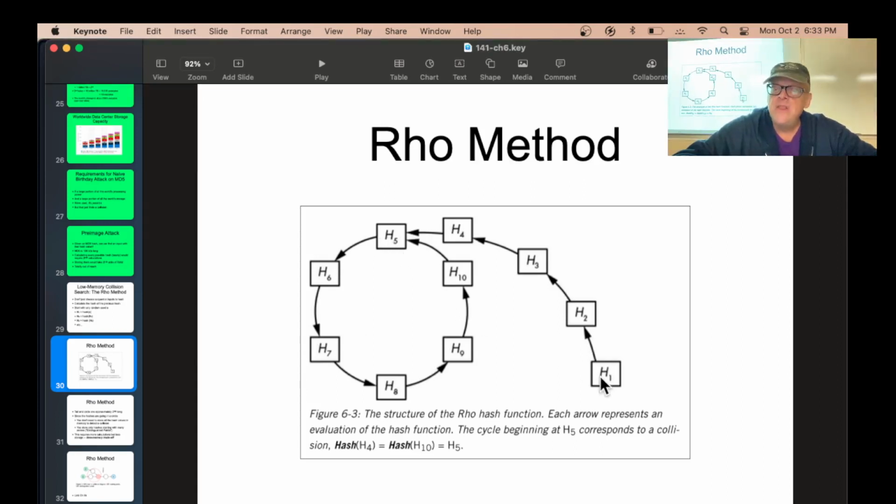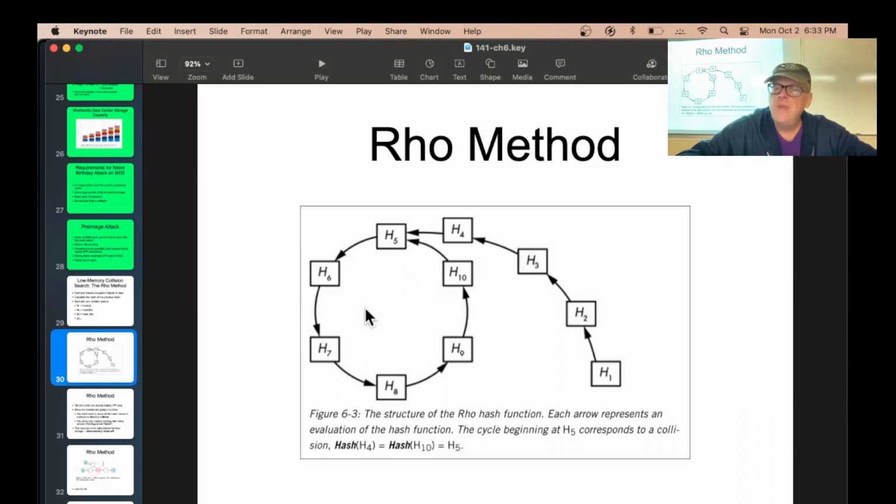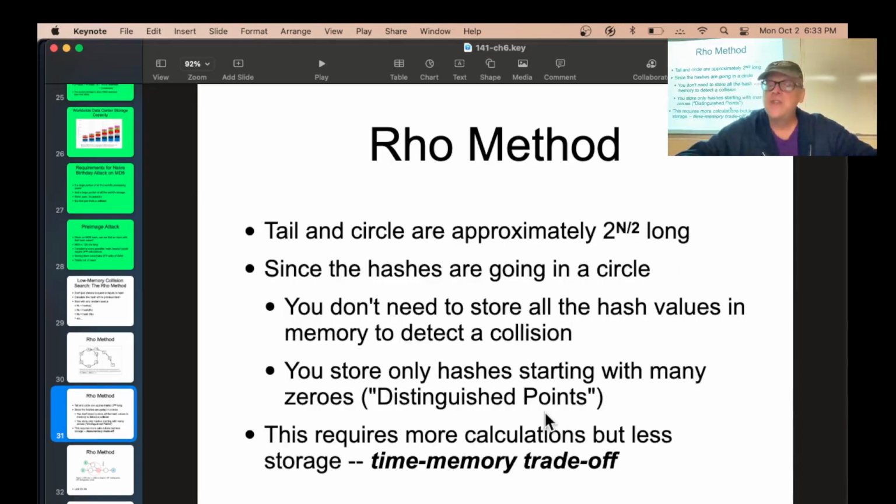And typically, the length of this tail is the square root of the number of possible hashes, and the circumference around this circle is of the order of the square root of the total number of possible hashes. So this is what's going to happen. And therefore, you don't have to remember all the hashes. You can pick particular hashes to remember, like the ones that start with a certain number of zeros. So you don't have to have enough memory to store them all. And so you might calculate this one, but you don't save it. But somewhere on this loop, there will be one that passes your test, and you remember that one, and you'll eventually hit it again. That's the trick. So you store the distinguished points, and therefore it'll take you a little more time.